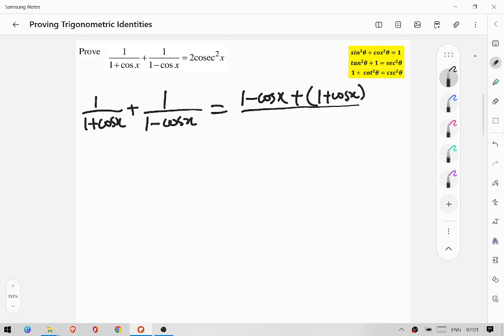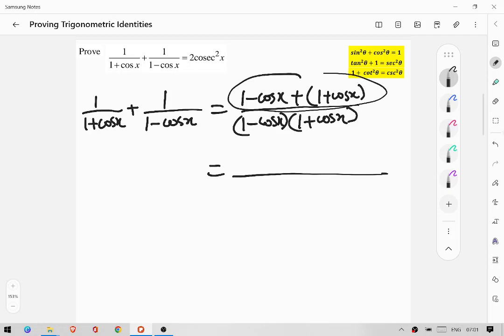What's next? We multiply these two. Just put two brackets and put them next to each other. That's all. Cos x, 1 plus cos x. Now what to do afterwards? We have to simplify the numerator up here. As you can see, this minus cos with plus cos will become 0. Leaving us with 1 over here plus 1 over here to become 2.